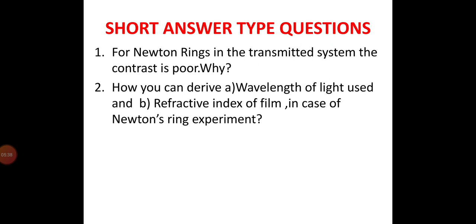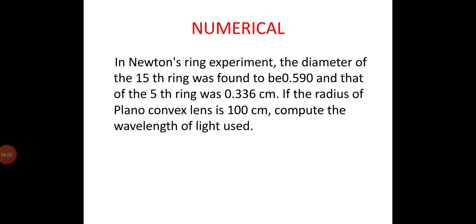The next slide is about the short answer type questions. The first question: for Newton rings in the transmitted system, the contrast is poor. Why? Here you have to write down why you get poor contrast in the rings in the transmitted system. Next question: how can you derive the wavelength of light used and the refractive index of the film in case of Newton rings? Here you have to explain the applications of Newton rings.